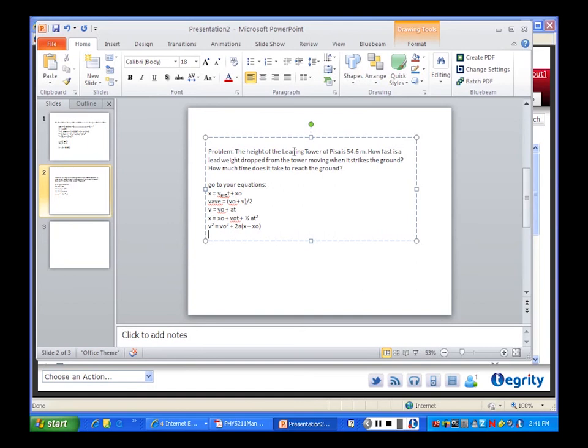Now, consider this particular problem. What do we know? Looking at our formula sheet down here at the bottom, we have symbols for things. Remember, x is a distance, t is a time, v is a velocity, and a is acceleration. So if we consider this problem, this is a one-dimensional problem. The object is being dropped and it falls straight down.